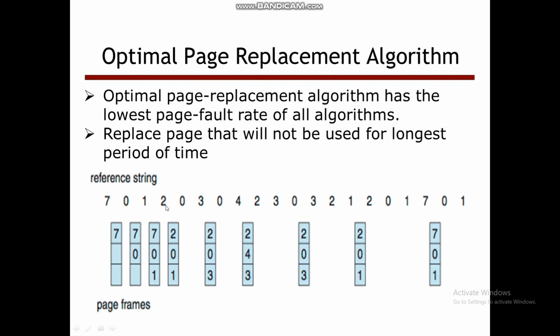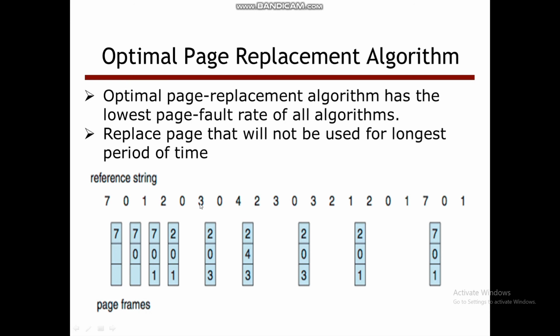So when we need to load the page 2, we need to find a victim. The victim is found based on future knowledge, the page which will not be used for the longest period of time. Out of 7, 0, 1, we can see that 0 is used in the recent future and 1 is used in the recent future. So 7 is far, so 7 is replaced with 2. 7 is victimized. Then 0 is referenced for the next time. 0 is present, so there is no page fault.